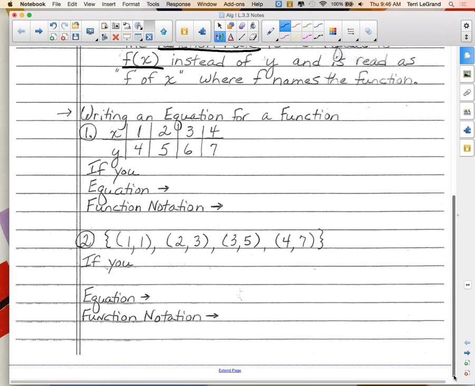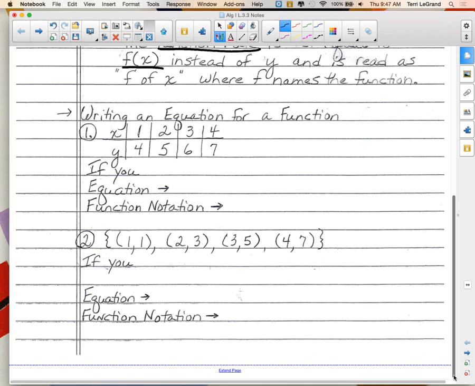Writing an equation for a function. So here's our table of values. It's a relation. And why is that one a function? Why is that a set of ordered pairs given in table form? Why is that a function? You've done 2 days of assignments on it. Come on. Because each domain value has exactly one range value, right?